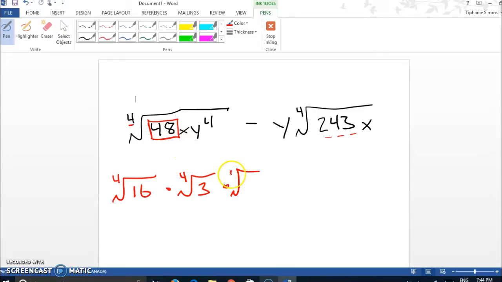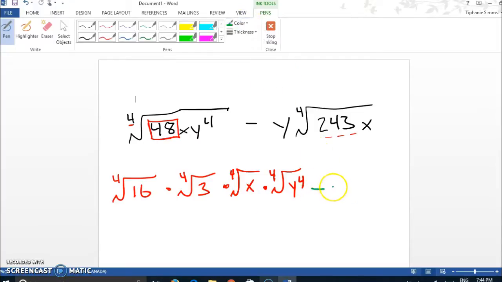That's going to be multiplied by the fourth root of x. That's just there by itself. I can't really do anything with that. Times the fourth root of y to the fourth. Now I'm separating these because they're two different variables, and this y to the fourth is a perfect fourth. So that's all going to cancel eventually, and we're going to be good to go there. Okay, so that's my first term.